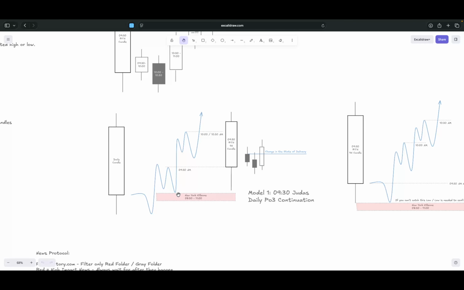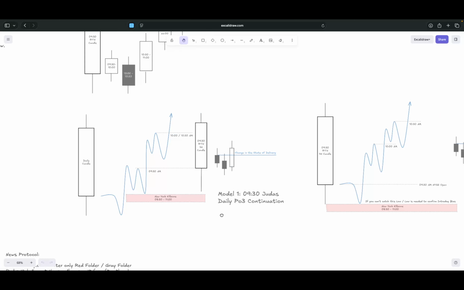And then 9:30 opens low, and this is where we have enough conviction and enough idea of where price is likely to go that we can just trade the 9:30 Judas swing, right? Obviously we trade lower, it gives us that change in state of delivery on the 1 minute, and then we can expand higher. If you don't catch it, you can wait for 10 or 10:30 to give us that retracement that we like, right? And obviously inside the New York kill zone, 8:30 to 11.